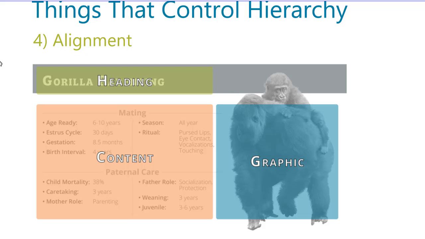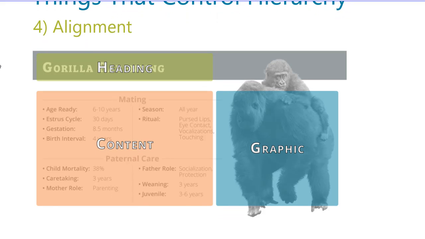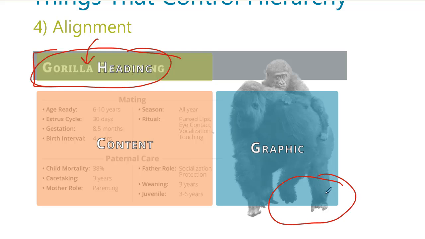And the next thing is alignment. What does alignment mean? It means where do you put things? So here we have the heading in the top left-hand corner. That's where we typically expect the heading to be. So this location right here has a higher prominence than this location down here. Does that make sense? So if I put that heading down here, it would decrease its hierarchy because it would be in a less prominent position.